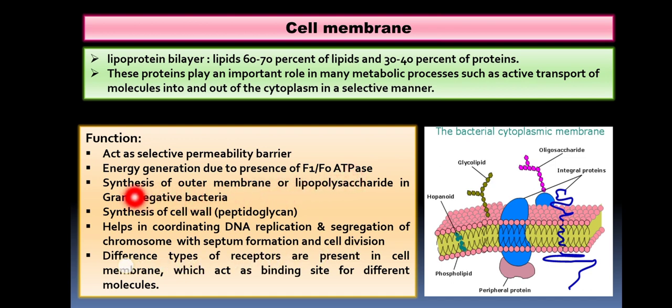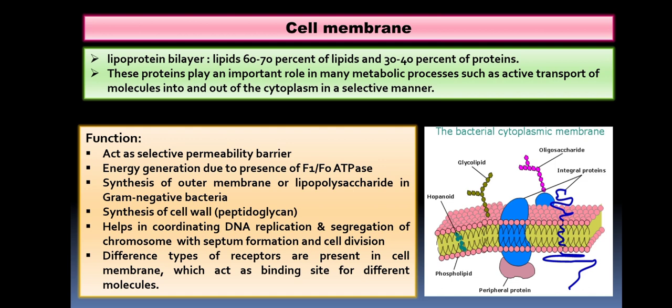The next one is synthesis of the outer membrane or lipopolysaccharide. The peptidoglycan is synthesized in the cell membrane, and the outer membrane, which consists of lipopolysaccharides, is also synthesized in the bacterial cell membrane. The next one is that it helps in coordination of DNA replication and segregation of chromosomes with the formation of the septum and cell division.